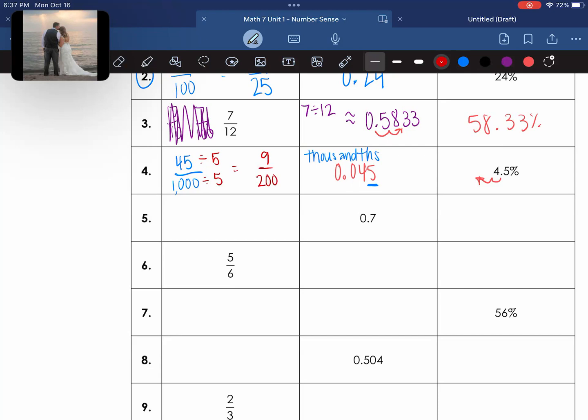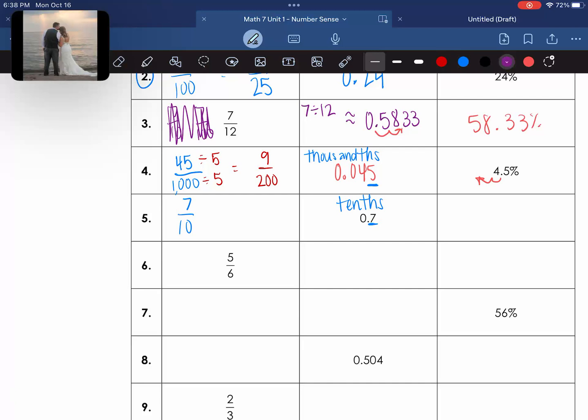All right, let's take a look at number 5. So we can go ahead and put this decimal into a fraction by looking at our very last place value, which is 7, and that is in the tenths place. So our number 7 goes over 10. That's already simplified for us.